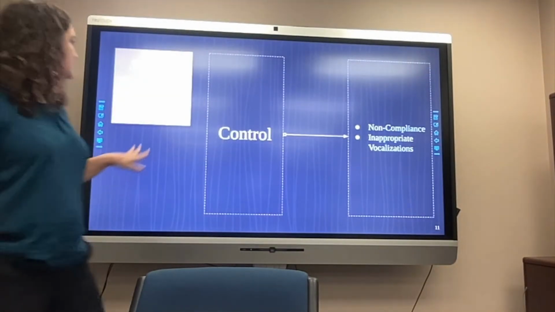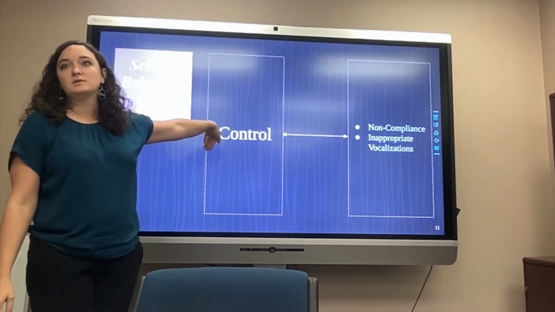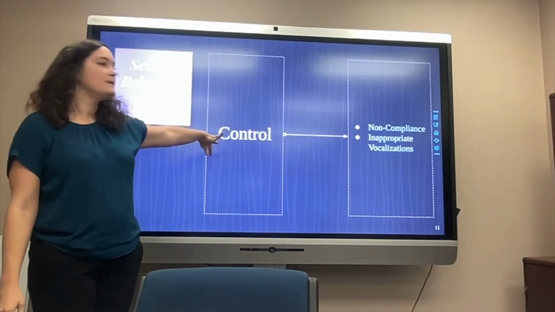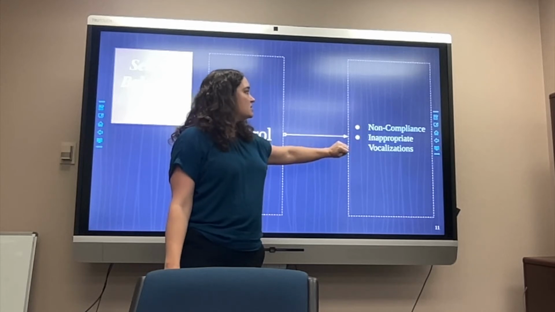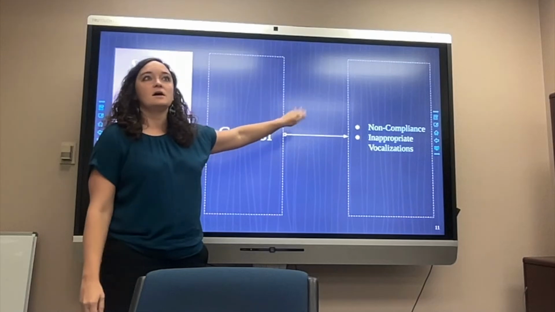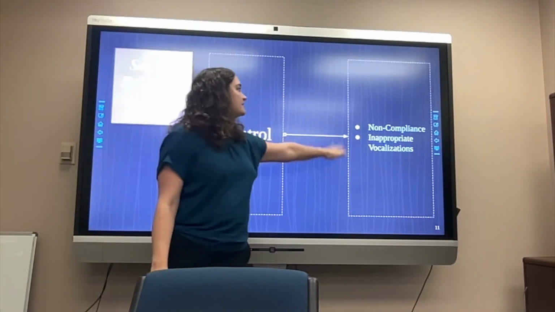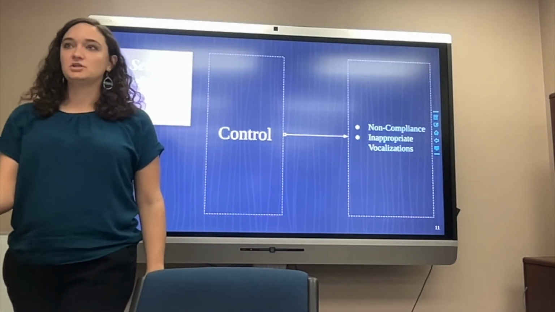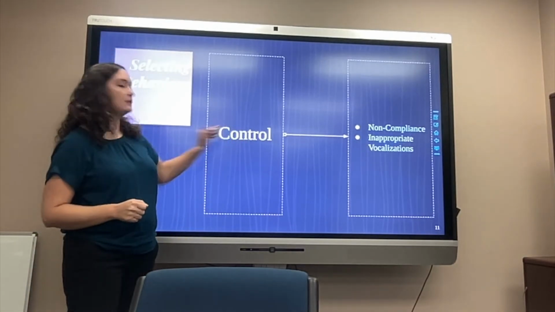This is another one. Sometimes I've heard people say they just want to be in control or they always want to be right. That's not something we can see. That's an assumption that we're making. So instead, again, I need to change this word, you might say they're not following directions, or they are not completing responsibilities or tasks, or you might say they are engaging in inappropriate vocalizations, so saying things they shouldn't. Those things I can see and record, rather than saying they want to be in control.